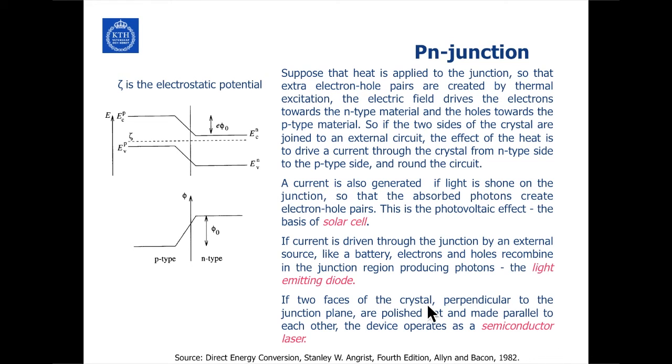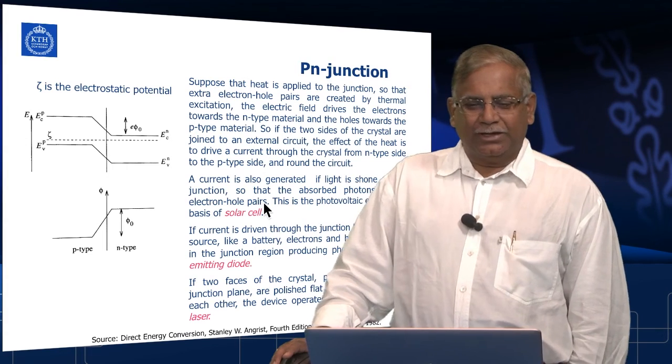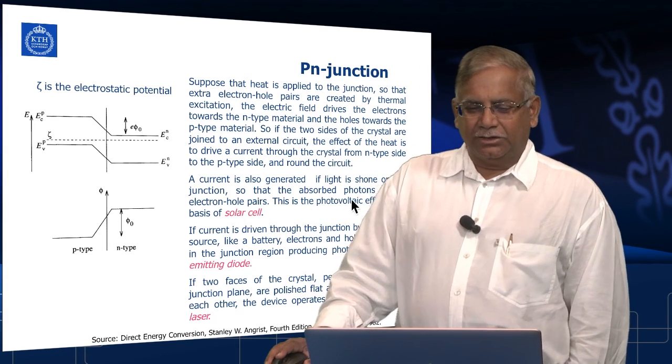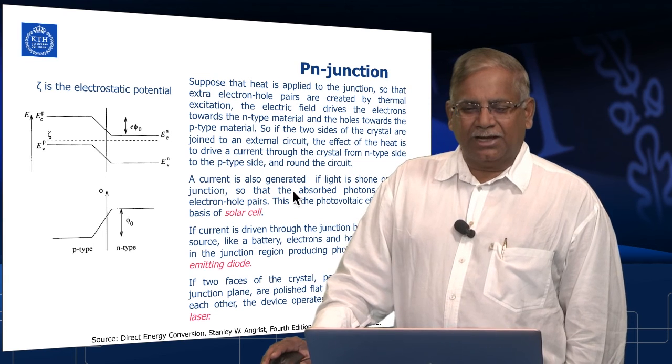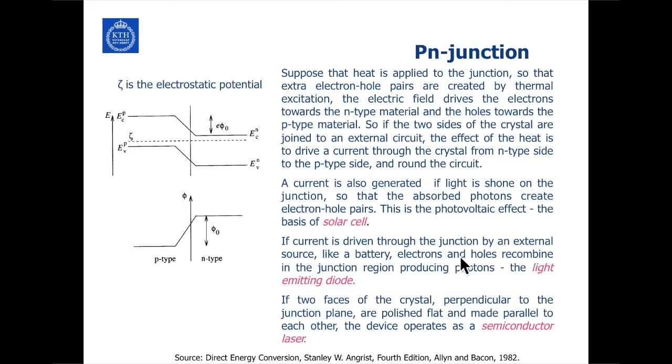If the two faces of the crystal are perpendicular to the junction plane, then what you get is what's called a semiconductor laser. So essentially what we have here, depending upon the application, either you shine the light on the junction, you get the solar cell, or if you apply the current to the PN junction, you get what's called a light emitting diode. And if you change the faces of the PN materials in the crystal, they make it perpendicular to each other, then you get what's called a semiconductor laser. So these three effects can be obtained from the PN junction.